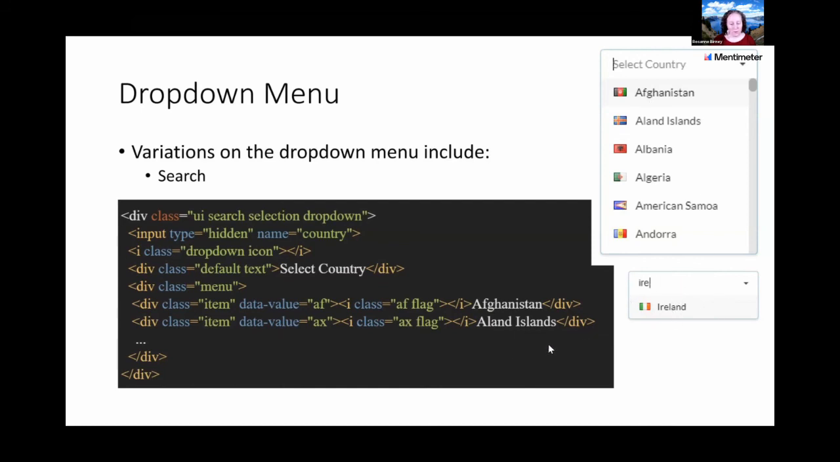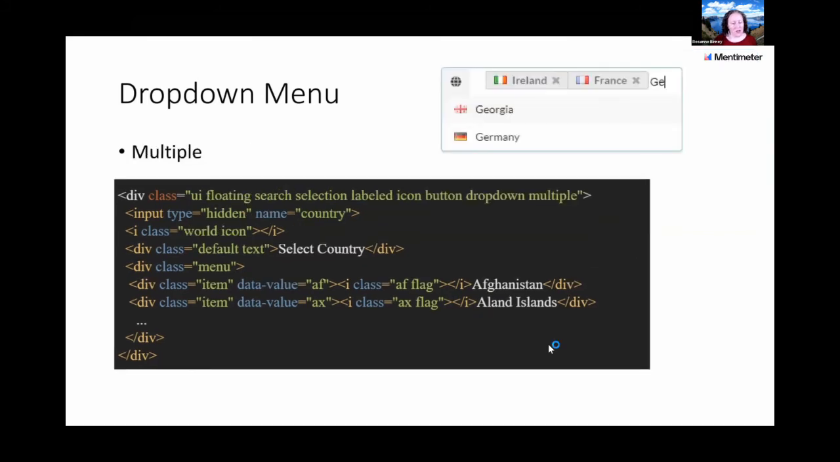Okay. So that's a very useful one, especially for longer menus. We can also set it to select multiple items. So if I wanted to pick a few different countries, I'd add the word multiple into the opening div here. And like you see here, then you can click on a few different countries and they get added in.